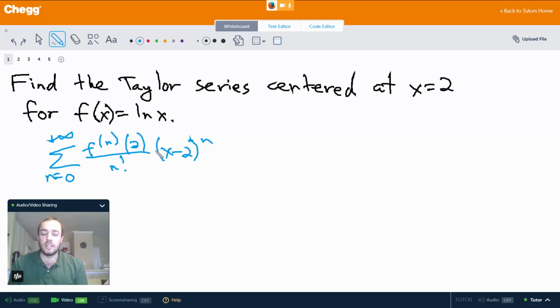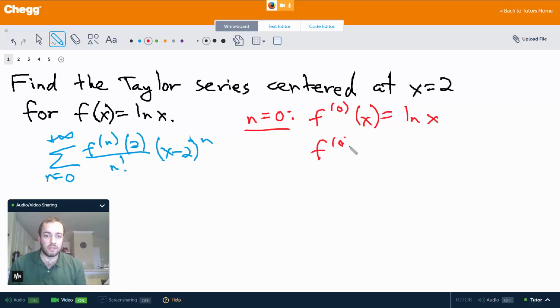Now let's start looking at derivatives. So when n equals 0, what does that mean? Well, we're taking the 0th derivative, but when n equals 0, that's really just the function itself. So the 0th derivative is just the natural log of x. In that case we have the 0th derivative evaluated at 2, which is natural log of 2. So that one's going to be kept separate from everything else.